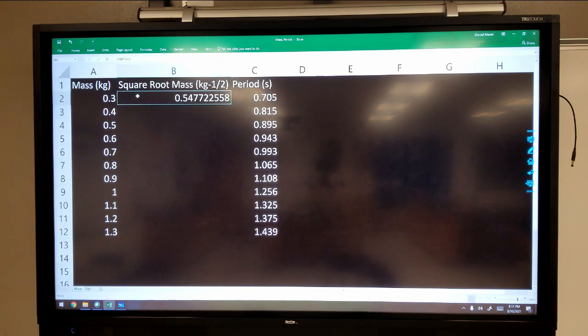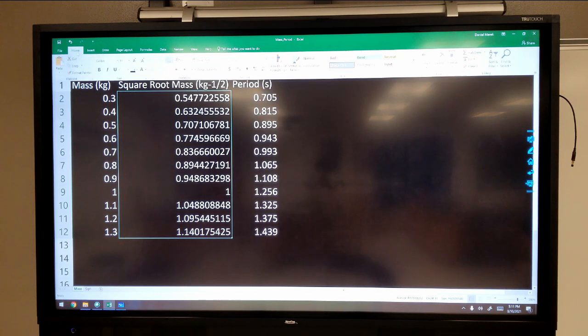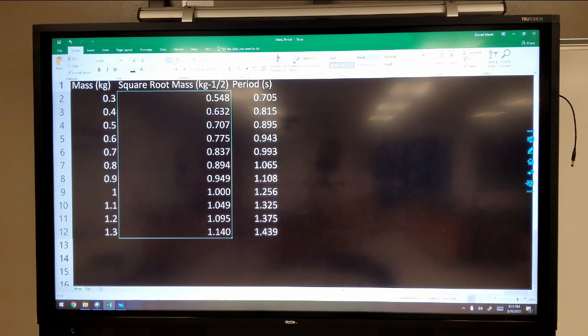And so it takes the square root of 0.3 for me. And then to copy it, I just go over here to that bottom right corner, little box, cursor kind of changes when you go over it. Drag it down, and there's all the square roots of all my masses. And I'm just going to kind of clean that up a little bit by going back to home. And this button over here kind of reduces the decimals that get reported. So I don't need 15 decimal points on this.